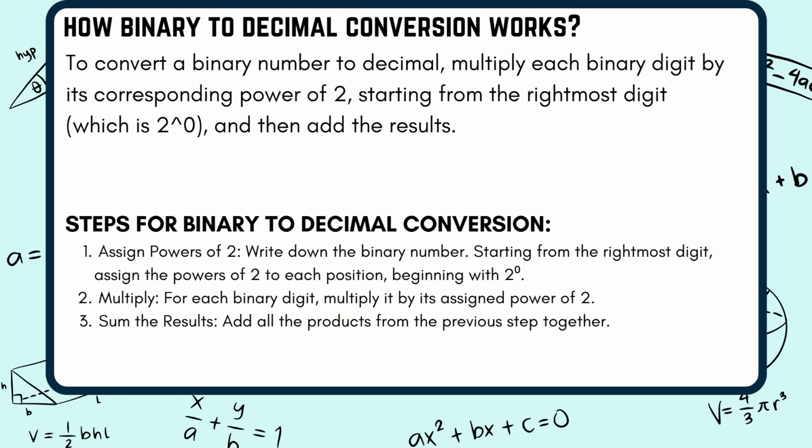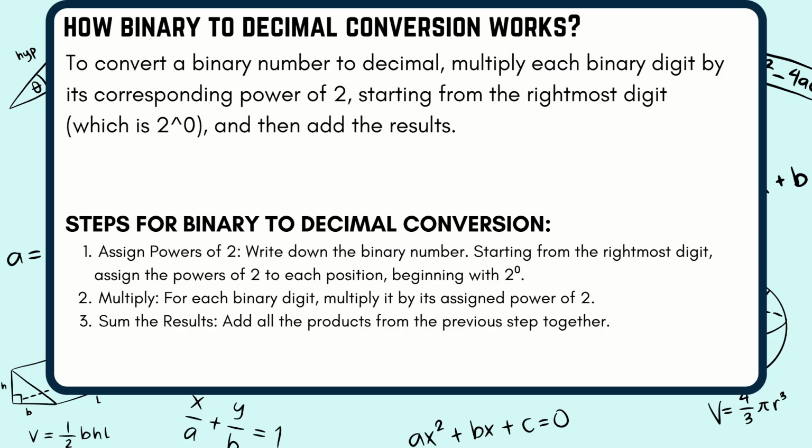So let us define how binary to decimal conversion works. To convert a binary number to decimal, we must multiply each binary digit by its corresponding power of 2, starting from the rightmost digit, which is 2^0, and so on, and then add the results.